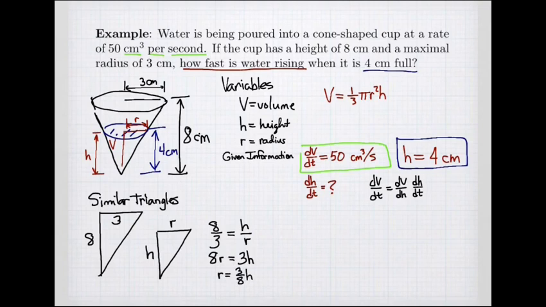And I'll use that substitution in my volume formula so that I get my volume as 1/3 pi times 3/8 the height, that's the radius, which is squared, times the height. So this gives me my formula for volume in terms of height only. My volume is, what do I get? I get pi times 9, so I get 9 pi h cubed over 3 times 64.